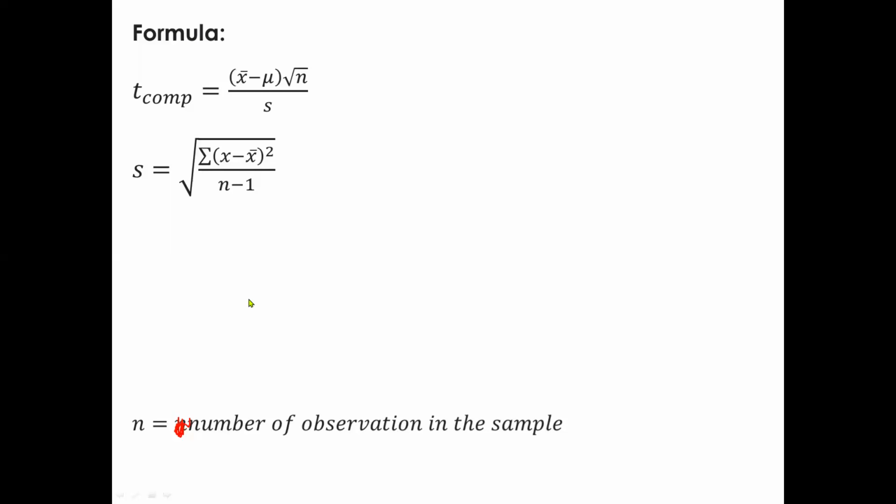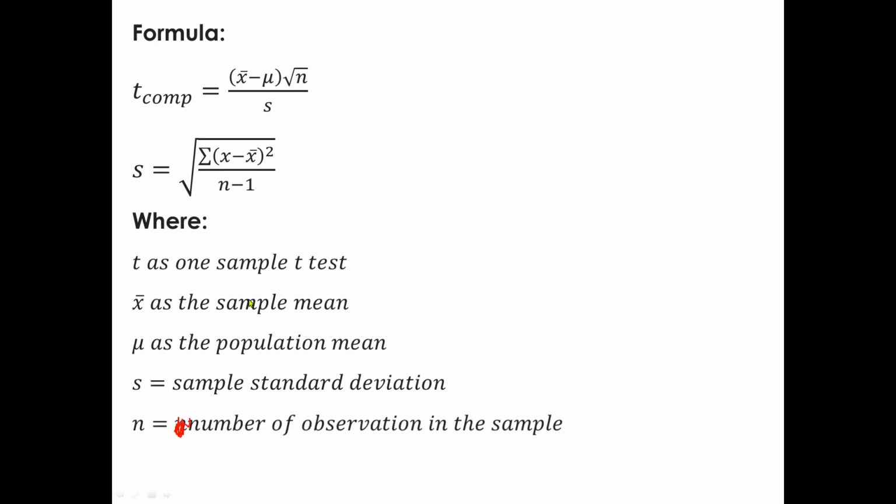Okay? And s is equal to the square root of summation of x minus x bar squared all over n minus 1. So ito yung ginagamit natin kapag sample lang. Pero kapag standard deviation by population yan, ang denominator is magiging n lang, hindi n minus 1. Sa sample, lagi tayong nagle-less ng 1.